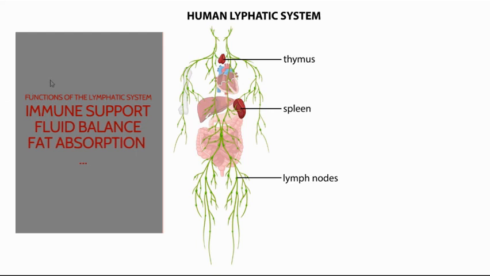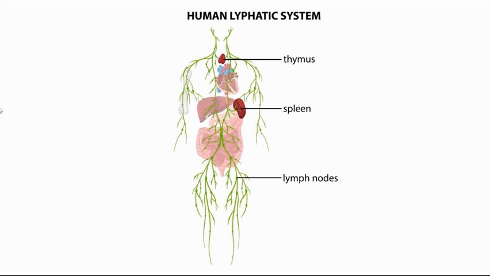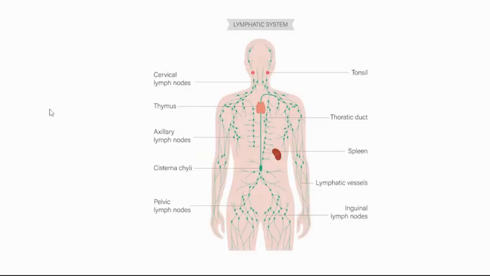So let's talk about some of the major lymphatic structures here. So we've got the thymus gland. It's located there in the chest behind the breastbone. The thymus is a primary lymphoid organ that plays a critical role in the development and maturation of T lymphocytes, or as we call them, T cells. And that's a type of white blood cell that's important for immune defense.